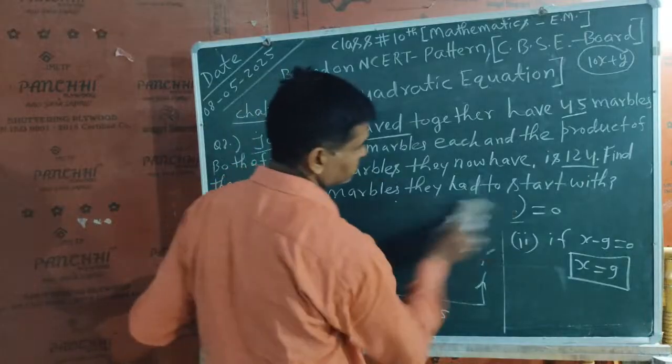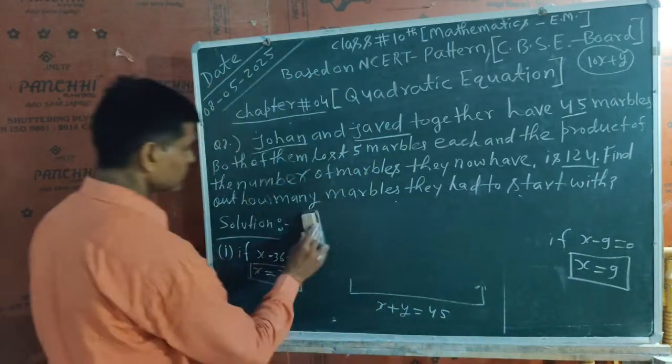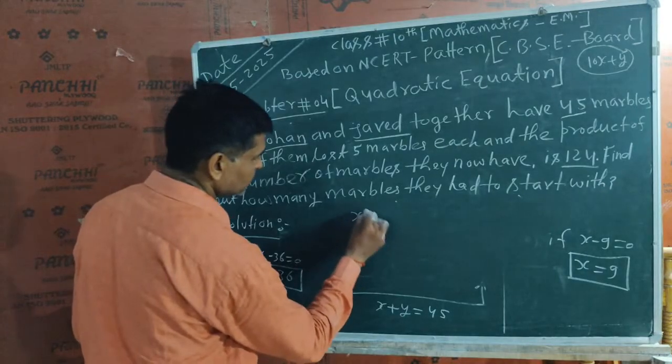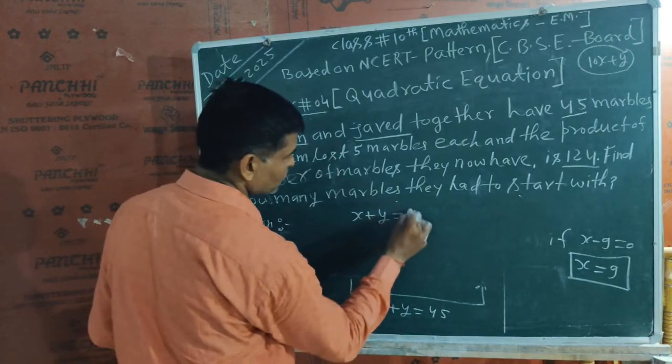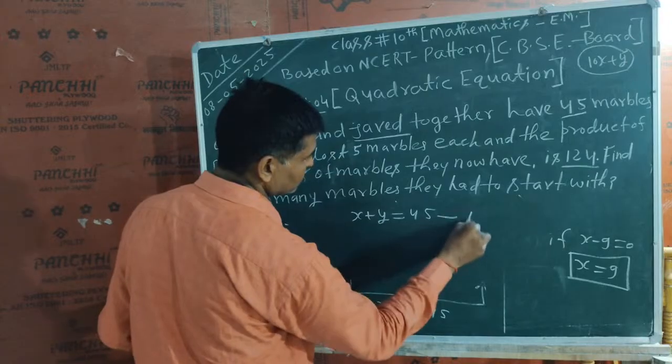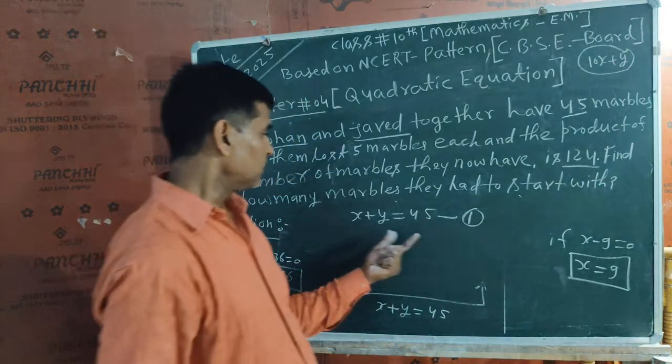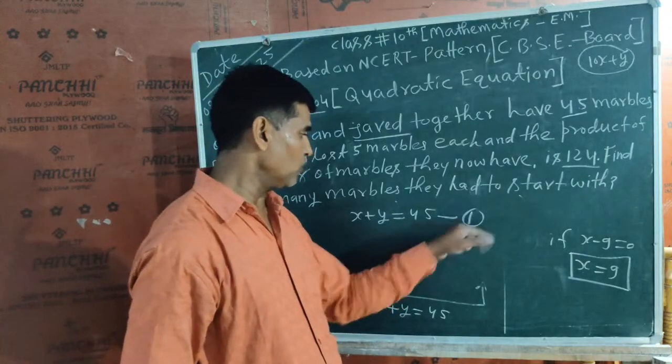Okay student, now here I am going to write according to the question x plus y which is equal to 45, that is given in the question, and I have already written equation number 1.